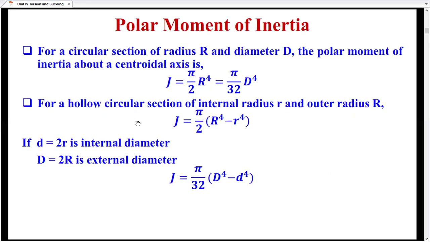The first is the polar moment of inertia. What is polar moment of inertia? For a circular cross section, the polar moment of inertia is given by pi by 32 D raised to 4. Now there are solid shafts and hollow shafts. For a solid shaft, we have polar moment of inertia pi by 32 D raised to 4. For a hollow circular section, we have polar moment of inertia pi by 32 times D raised to 4 minus small d raised to 4, that is outer diameter raised to 4 minus inner diameter raised to 4. That is the equation to calculate polar moment of inertia.